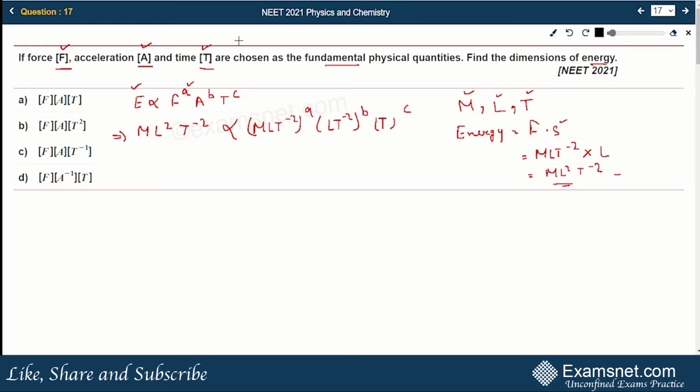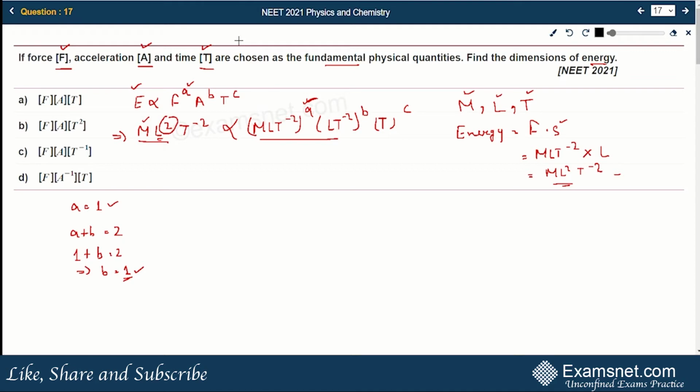Now let's compare the left hand side and the right hand side. Okay, on the left hand side M has the power 1, and this side the power is a. That means a is equal to 1. Okay, similarly, what is the power of L on left hand side? It is 2. Okay, and on the right hand side, what is the power of L? It is a here and b this side. That means a plus b is equal to 2. Okay, and we know that a is equal to 1. So 1 plus b equals 2. Then what will be the value of b? It will be 2 minus 1, that is 1 again. So a is also 1 and b is also 1.